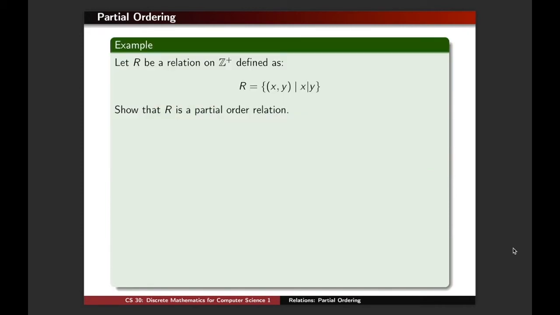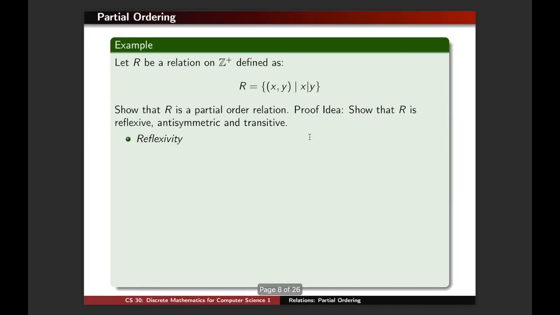Let's now revisit the divides relation and define it on the set of positive integers so that we will have this relation. How do we show that R is a partial order relation? The proof idea is to show that R is reflexive, antisymmetric, and transitive. So let's start with reflexivity. Here we need to show that X divides X. X can be rewritten as 1 times X, right? And so X divides X.